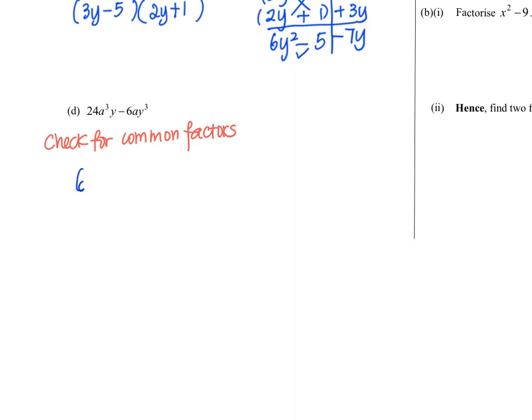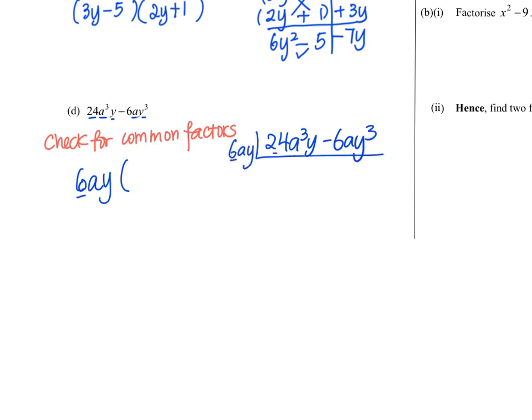But that's not the only one. I still have 6. Then what about the letters? A cubed and a. So I can factorize out a. Y and y cubed. So I can factorize out y. So I'm left with 24 divided by 6 will give you 4. A cubed divided by a will give you a squared. Y divided by y, no more. 6 divided by 6 is 1. And a divided by a, then y squared. So 4a squared minus y squared.